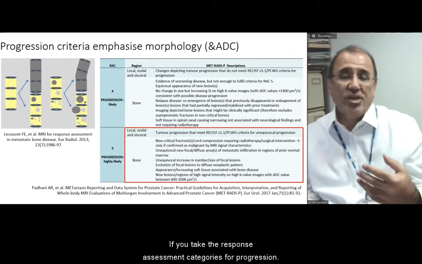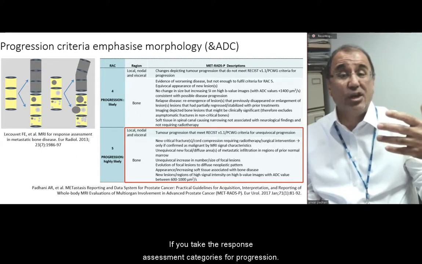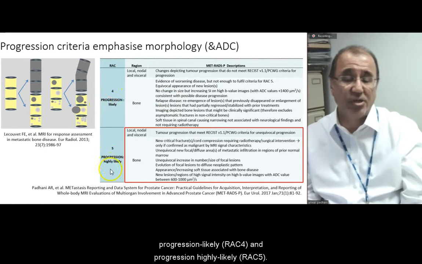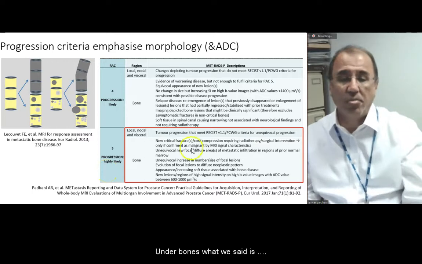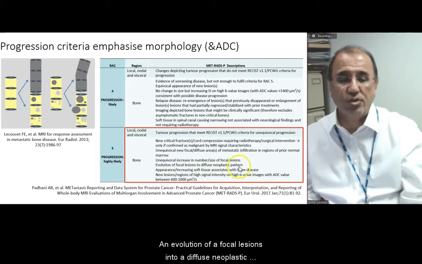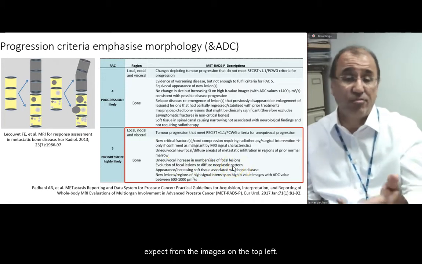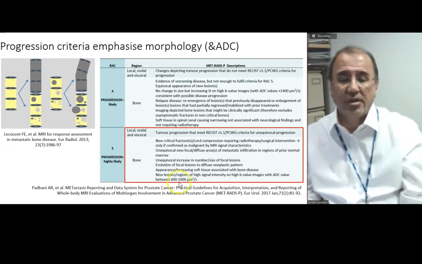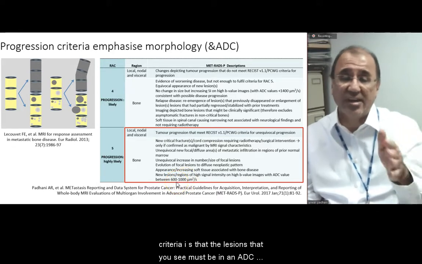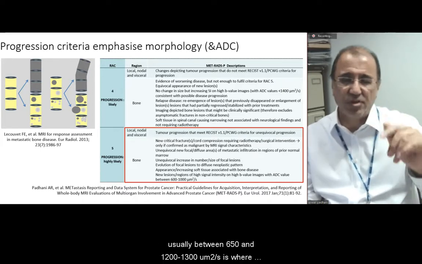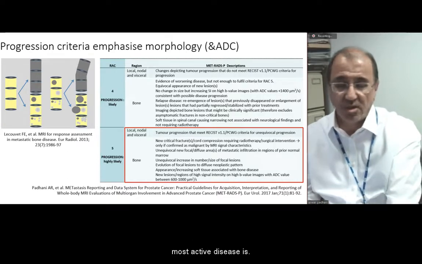So if you take the response assessment category for progression, there are 2 progression categories, progression likely and progression highly likely. And if you look under bones, what we've said is an unequivocal increase in the number and size of lesions, an evolution of a focal lesion into a diffuse neoplastic process. So everything you might expect from the images on the top left. You'll notice there's no diffusion criteria. The only diffusion criteria is that the lesions that you see must have an ADC value that's in the active range. So more than 650, usually less than 1200 or 1300. So between 650 and about 1300 is where most tumors would be.